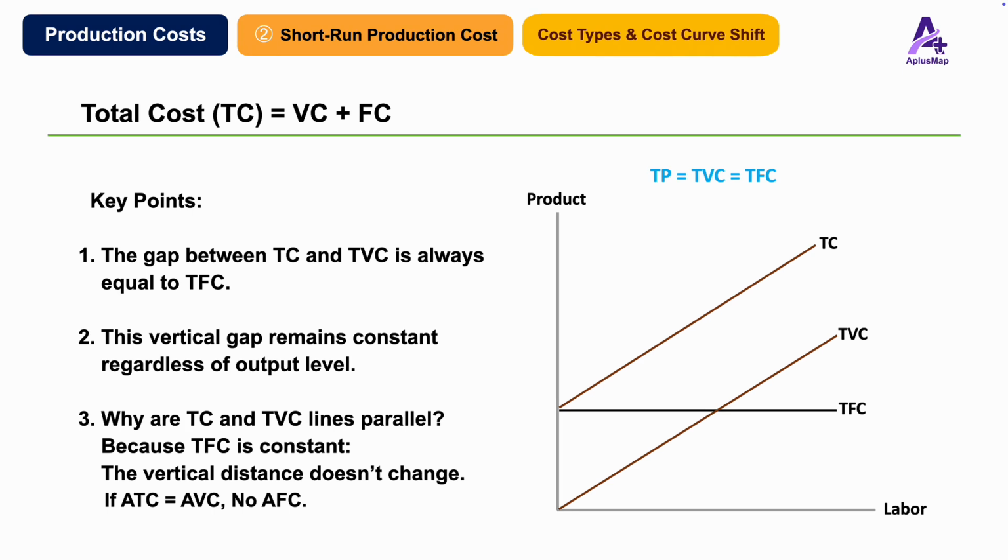That vertical gap between the TC curve and the TVC curve, that gap is the fixed cost. It is the TFC, and that gap stays the same, perfectly constant, no matter how much you produce. Which means the TC and TVC lines are parallel. Exactly, because TFC is constant.